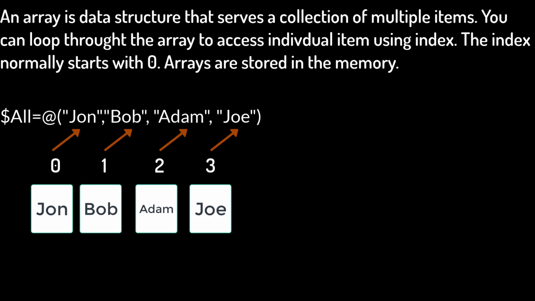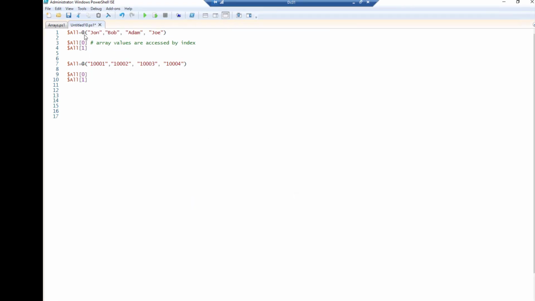In this example, the array is declared like this: $all equal to, and then the at sign and the open bracket and close bracket. Inside you have John, Bob, Adam and Joe. John is stored in the 0th index, Bob is stored in the first index, and Adam is stored in the second index, and so on. It is like you store the items in different boxes and later use them when there is a necessity. An array starts with the at sign and then the open bracket and a close bracket. Inside you have the users, separated by commas.